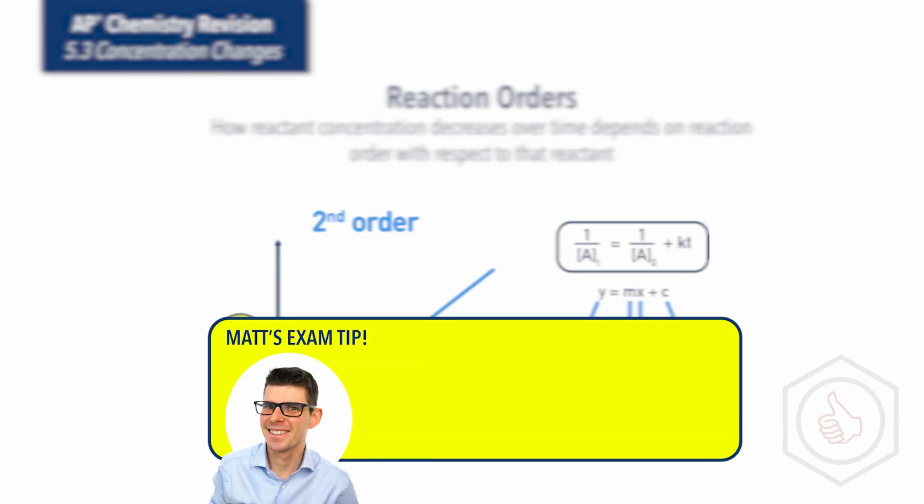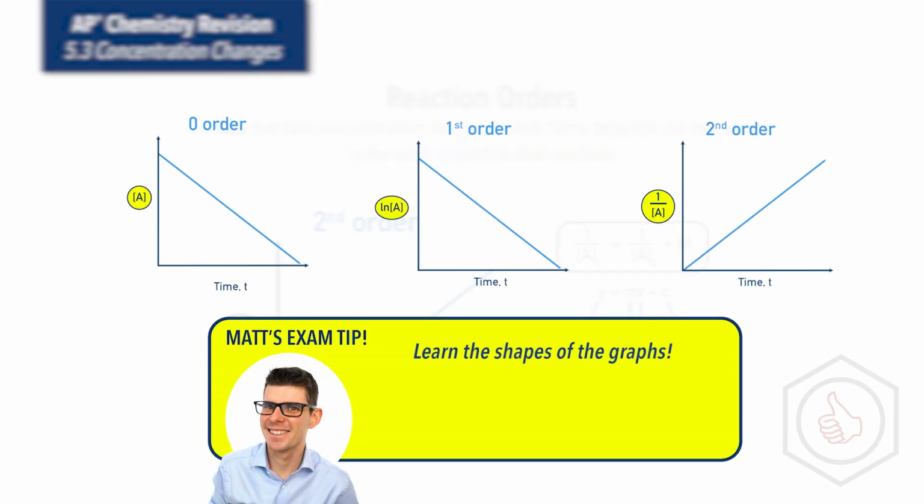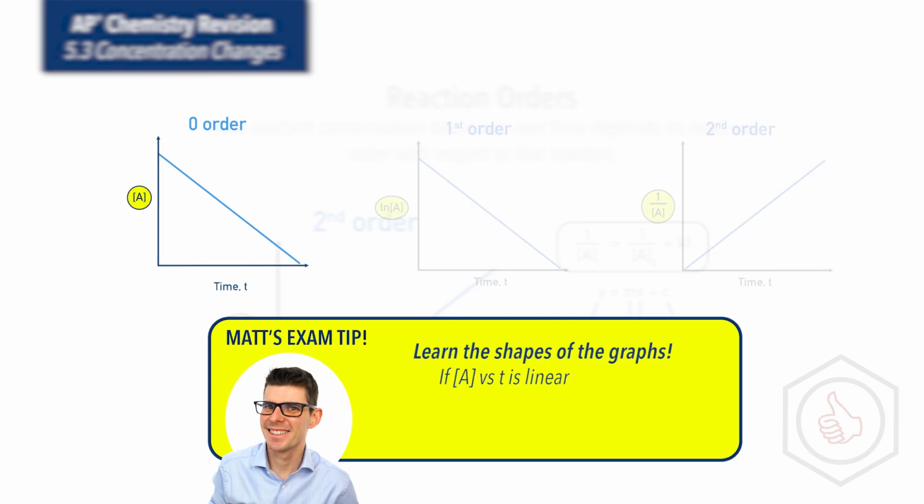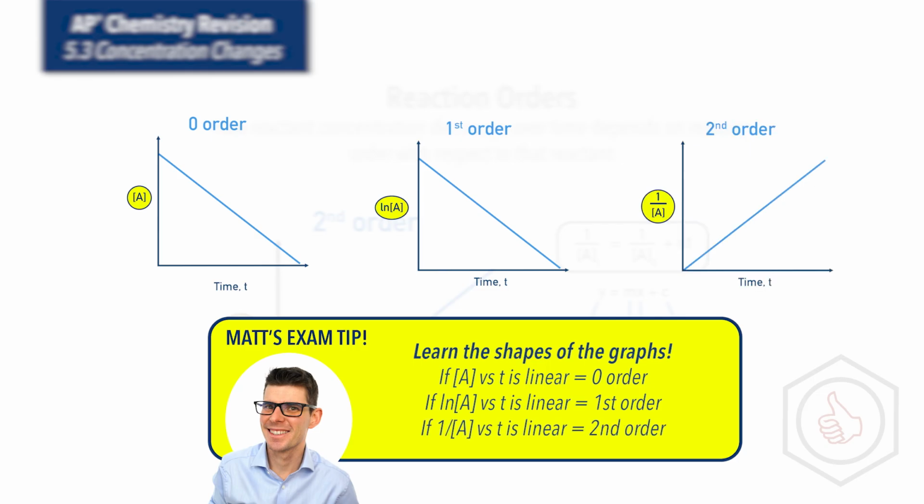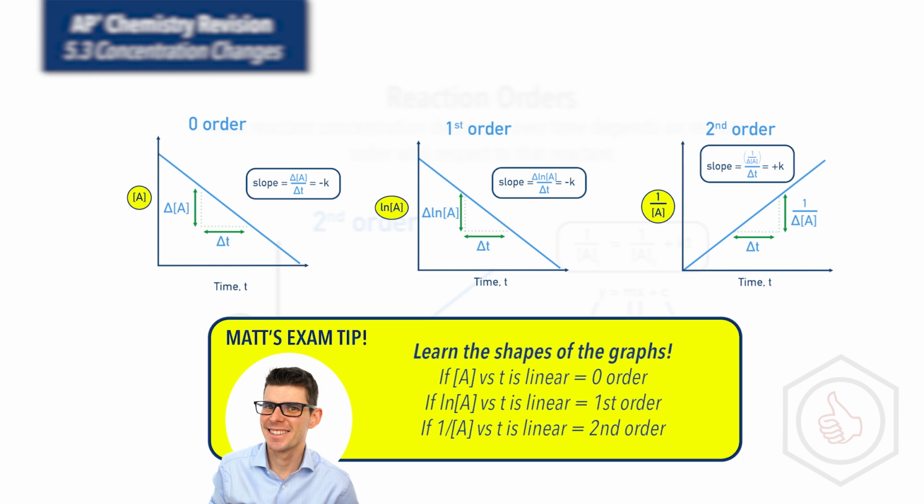Exam tip here: these graphs can look quite confusing and the maths behind them can be quite intimidating. Just make sure, however, that you can identify the order of reaction with respect to a particular reactant using the shapes of these graphs. So if concentration against time is linear, zero order. If natural log of concentration against time is linear, first order. And if 1 over concentration versus time is linear, it's second order. And the slope of all of these lines can be used to find the rate constant K.